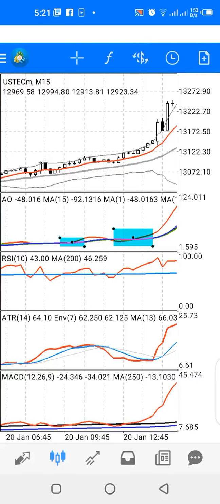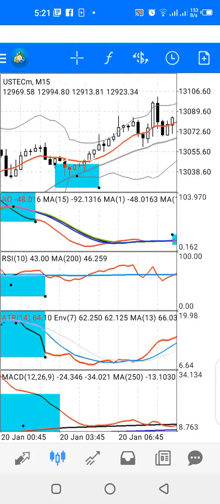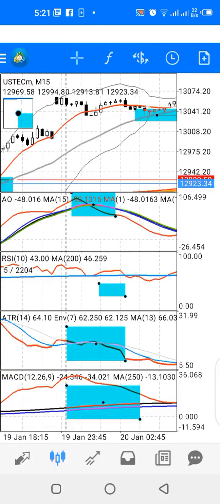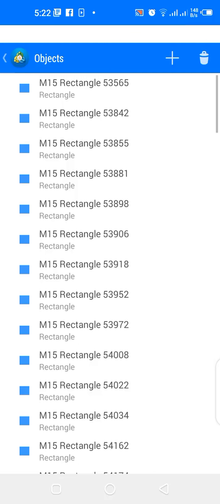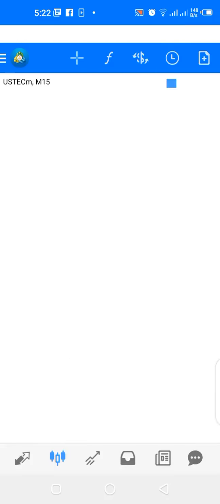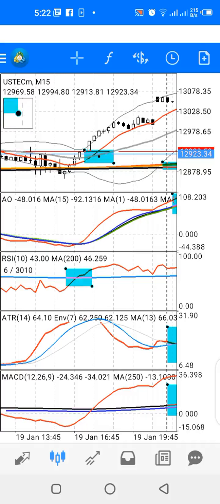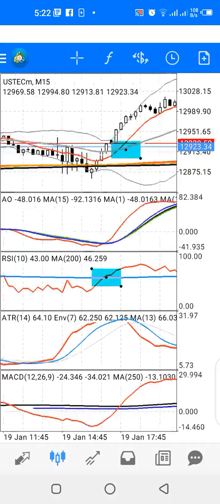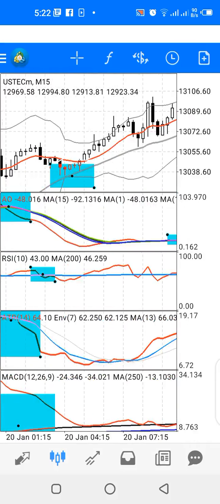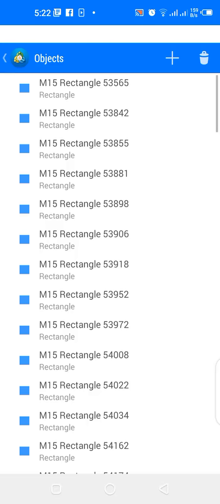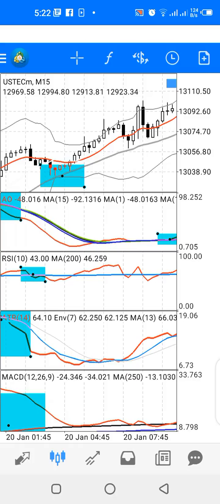So if we go to the chart, when the red line crosses below, you have your sell signal. All right, when it crosses above, you have your buy signal. Okay, when it crosses above, you have your buy signal.